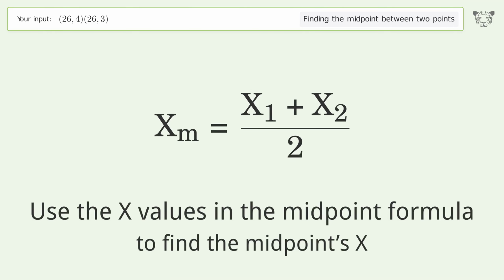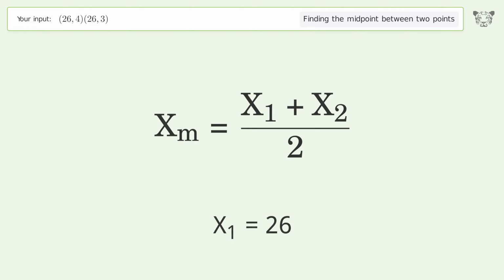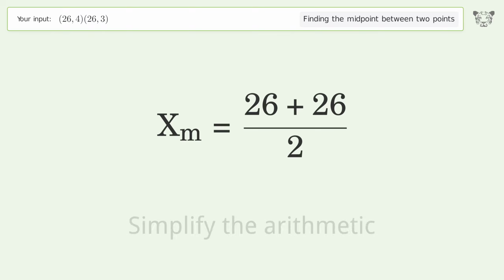Use the x values in the midpoint formula to find the midpoint's x. x1 equals 26. x2 equals 26. Simplify the arithmetic.